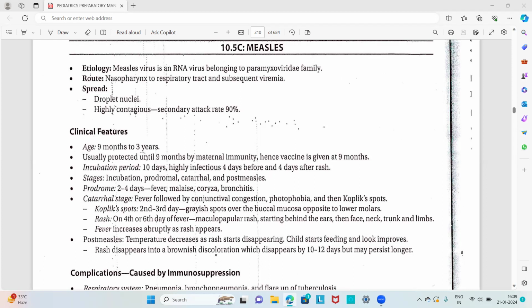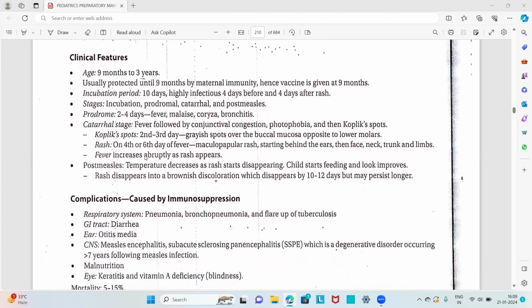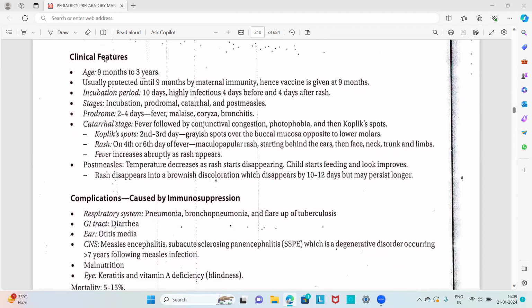Then we have the clinical features. It usually happens at the age of 9 months to 3 years. Usually, the child is protected until 9 months by maternal immunity, hence the vaccine is given at 9 months. The incubation period for the measles virus is 10 days. It is highly infectious 4 days before and 4 days after the appearance of the rash.